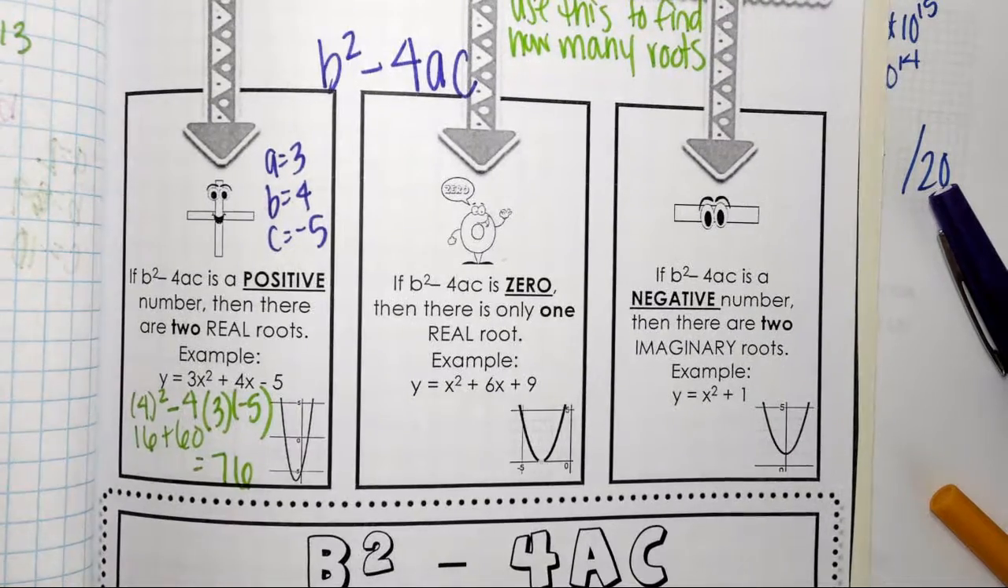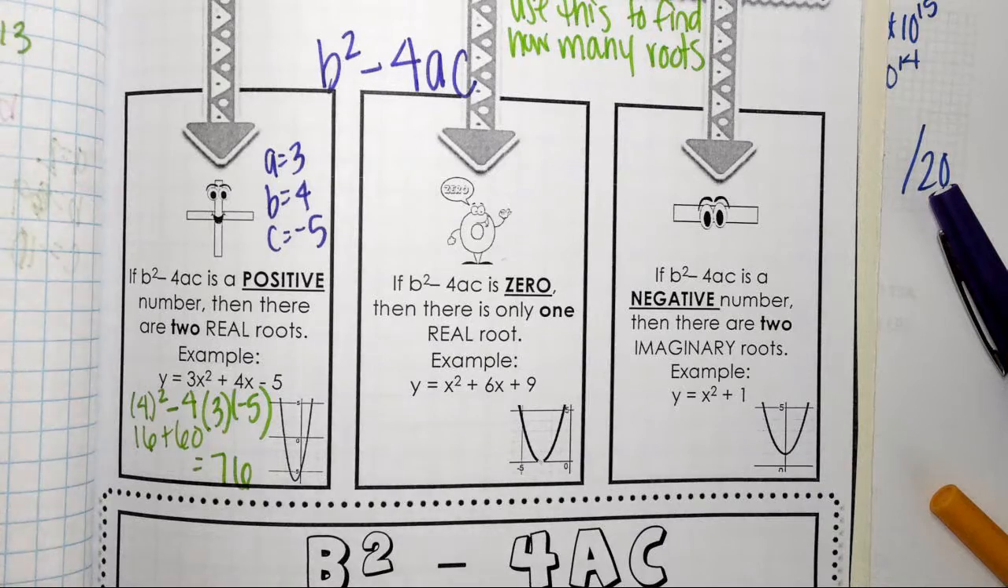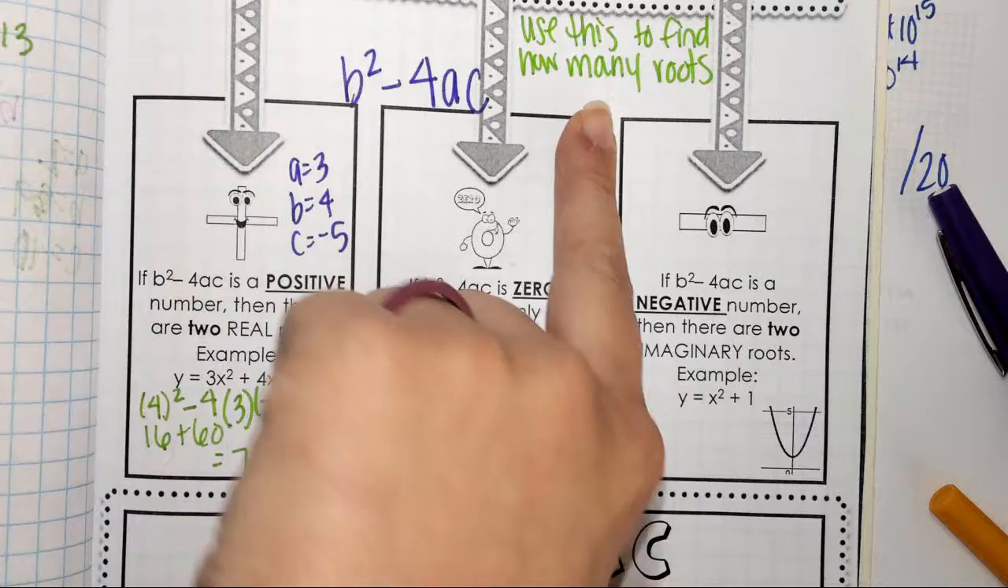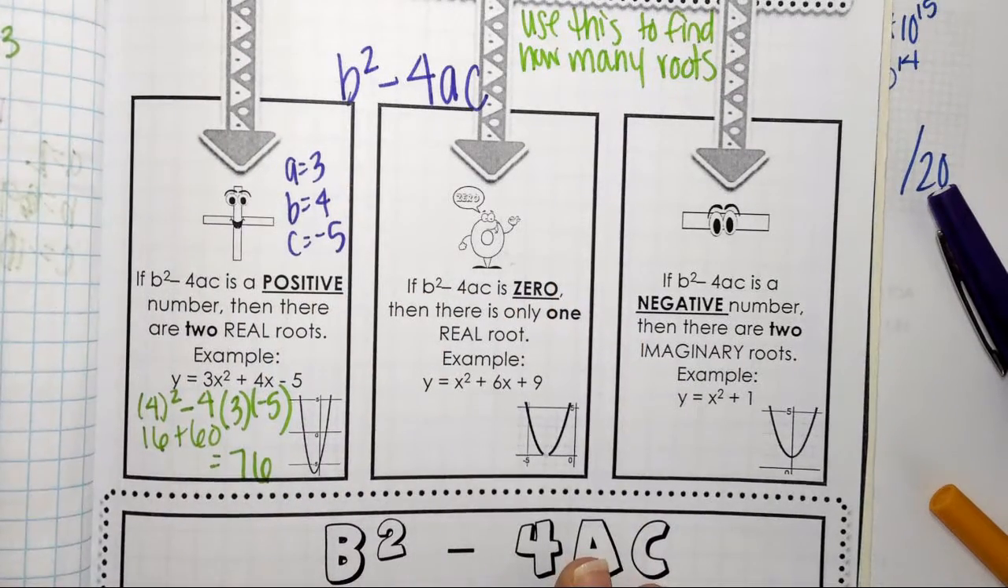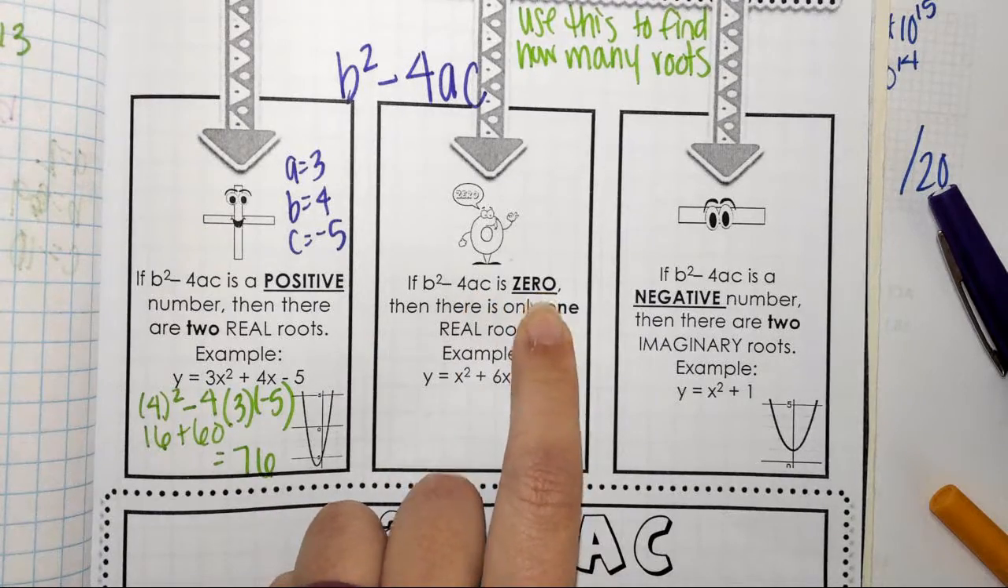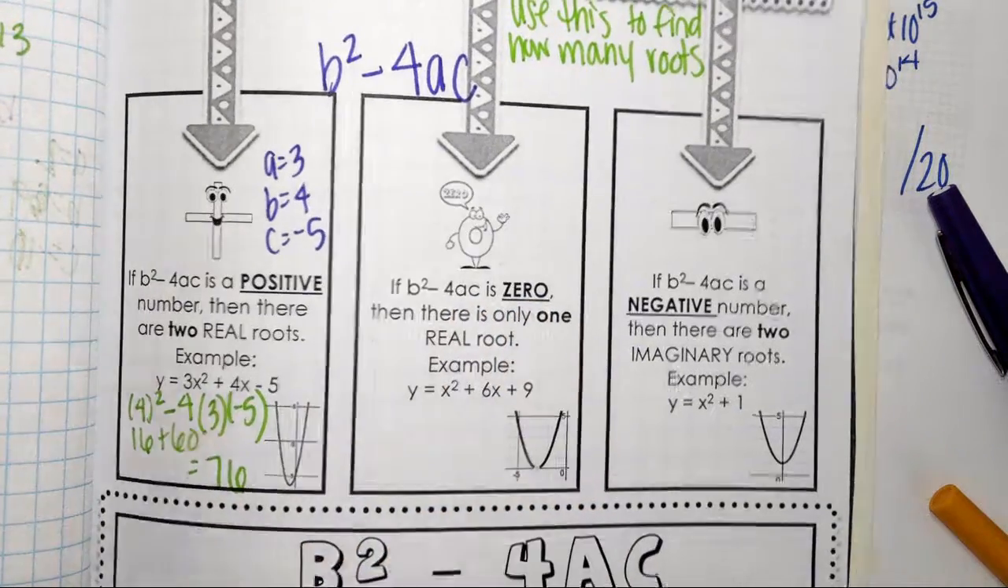Take a point. That's the whole point of what we're doing this part, is using the quadratic formula and the discriminant. So this tells me how many roots. If I want to know what they are, I go back to the quadratic formula. Now, if the answer to b squared minus 4ac is 0, there is only 1 real root.